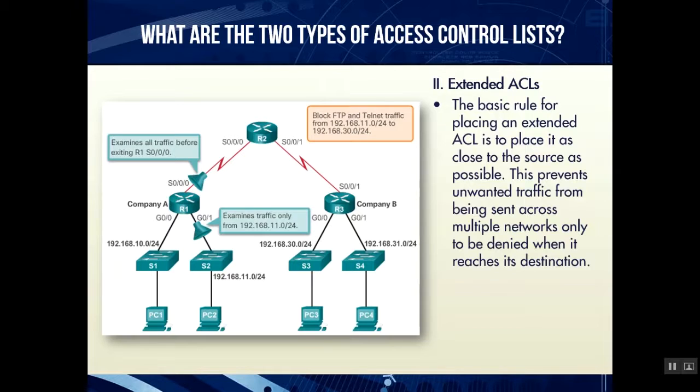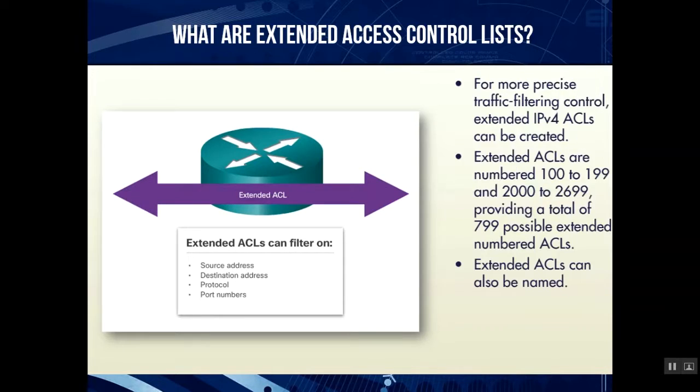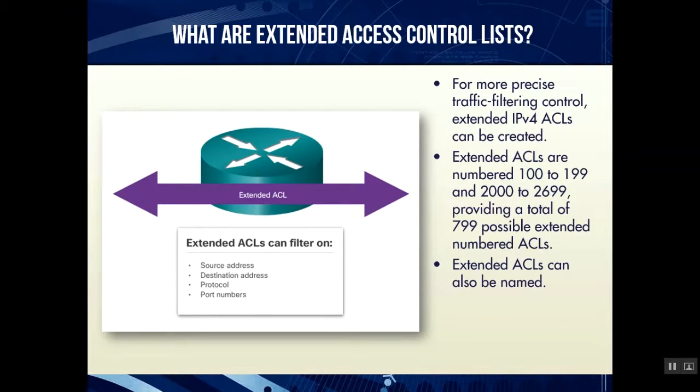Today, we'll mainly be focusing on extended ACLs. What are extended ACLs? For more precise traffic filtering control, extended IPv4 ACLs can be created. Extended ACLs are numbered 100 to 199 and 2000 to 2699, providing a total of 799 possible extended numbered ACLs. Extended ACLs can also be named.